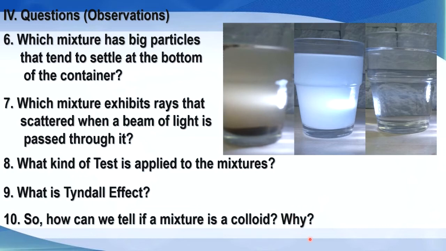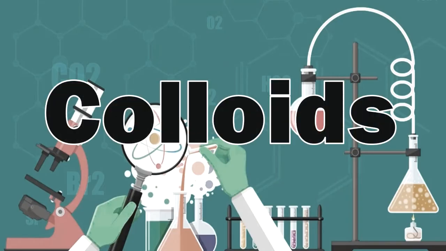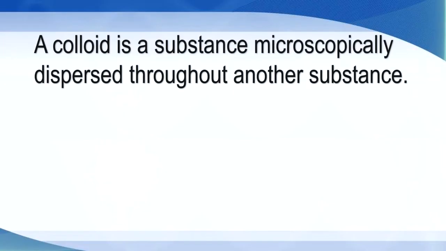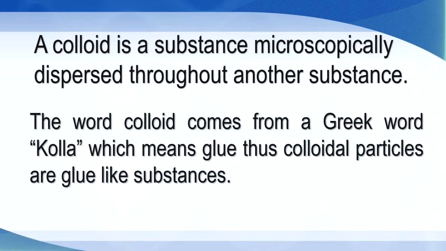So, ano ba yung mga characteristics ng colloid? So, yun ang pag-aaralan natin. Okay? So, a colloid daw is a substance microscopically dispersed throughout another substance. So, pag sinabi nating microscopically, so ibig sabihin napakaliit yan. Napakaliit. Okay? Dispersed, spread out, or distributed throughout another substance. So, the word colloid comes from a Greek word kolla, which means glue. Thus, colloidal particles are glue-like substances.